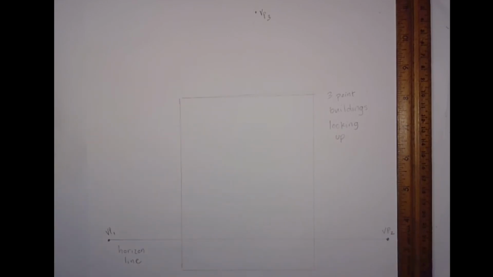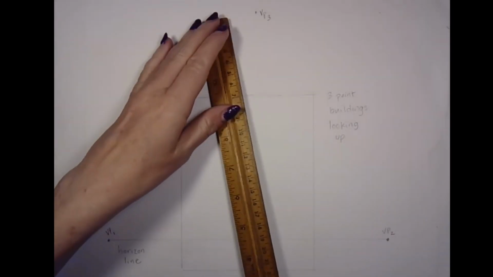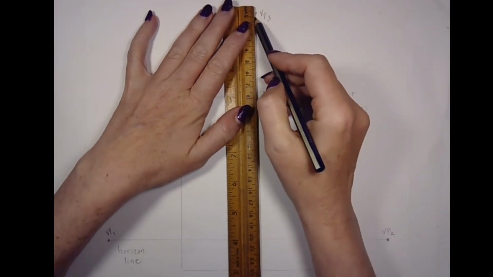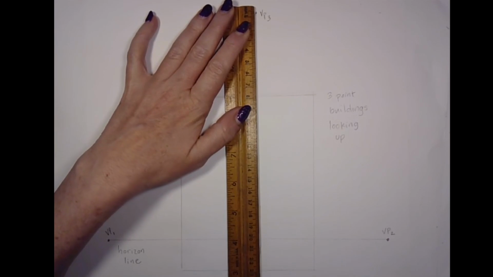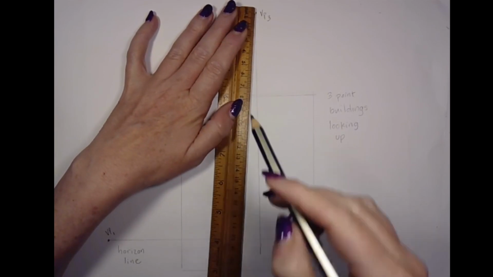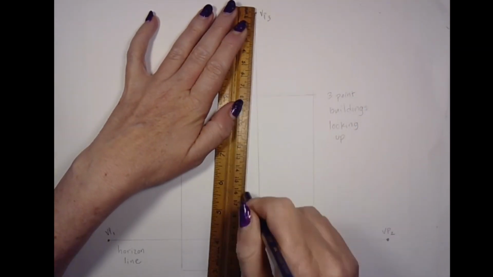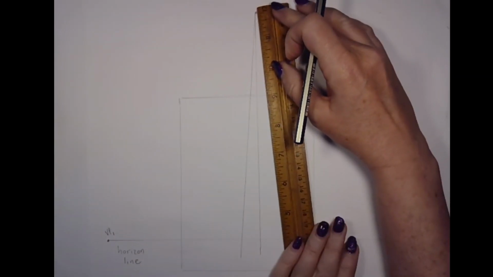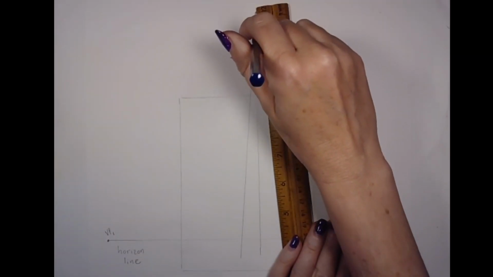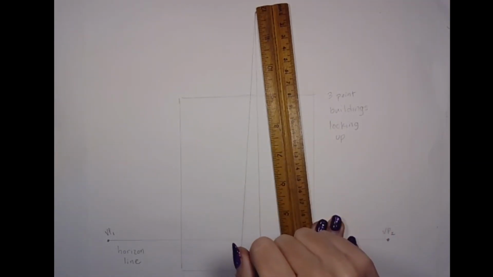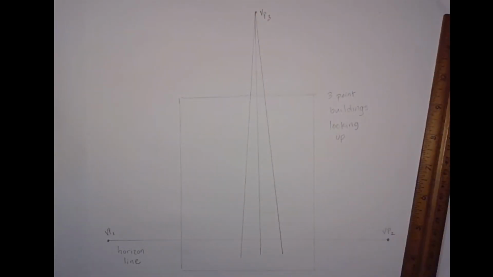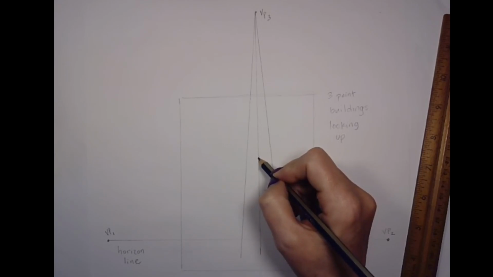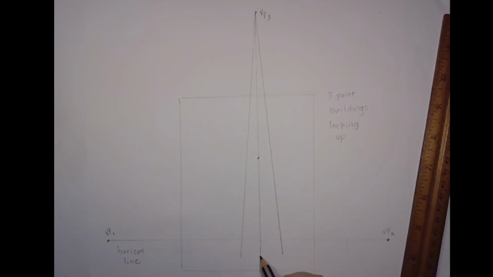So I'm going to start out going down from vanishing point 3, making a straight line, or as straight as I can. Then I'm going to come right here and make another line, which is going to be diagonal. Then I'm going to come on this side and make another line down from vanishing point 3, which will be diagonal. I'm going to choose a top for my building and a bottom for my building.